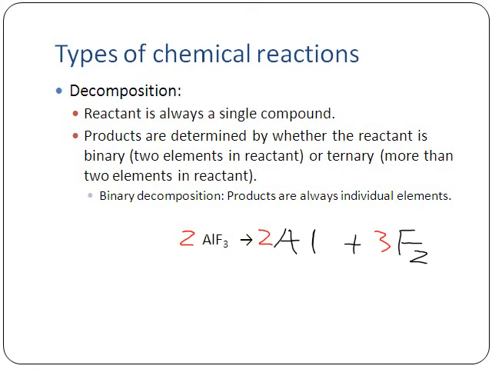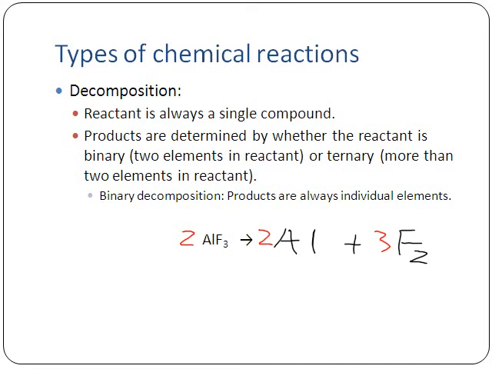And so that would be a binary decomposition. What you look for is, is the reactant just 2 elements? Al and F. It's two elements. It's just one thing that's a reactant, though. It's only a single compound. This is going to be a decomposition, and it's going to be a binary decomposition.